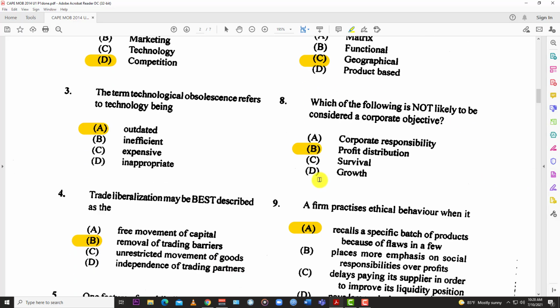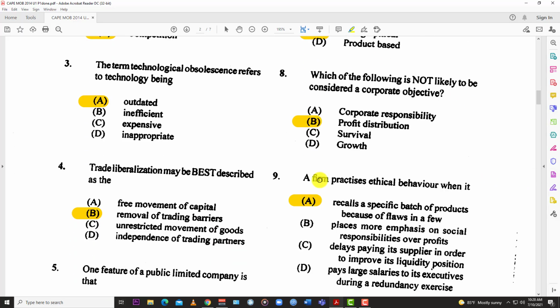Number 8, which of the following is not likely to be considered a corporate objective? And so we have your strategic objectives, your tactical objectives, and your corporate level objectives. These are dealt with at the higher end, the top of the company. So you have corporate responsibility. Of course, that would be set by the higher ups.